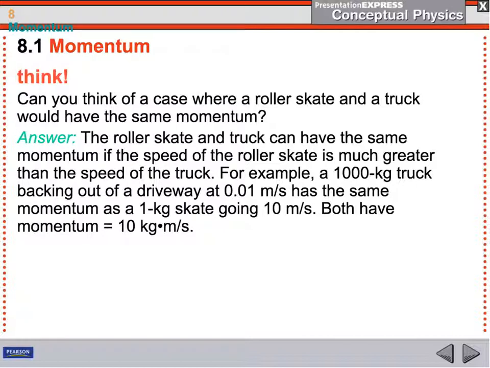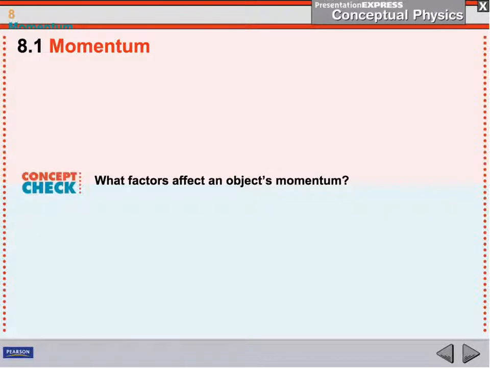For example, a 1,000 kilogram truck backing out of a driveway at 0.01 meters per second has the same momentum as a 1 kilogram skate going 10 meters per second. Both have momentums of 10 kilogram meters per second. What factors affect an object's momentum? The two things that affect it are the mass of the object and how fast the object is traveling.